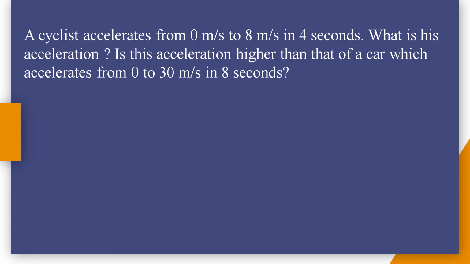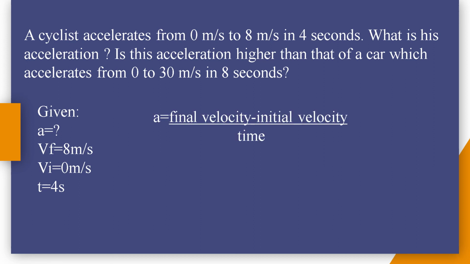A cyclist accelerates from 0 meters per second to 8 meters per second in 4 seconds. So, what is his acceleration? Again, ang hinahanap natin is acceleration. Then, ang ating final velocity is 8 meters per second. Then, ang ating initial velocity is 0 meter per second. And yung time natin is 4 seconds. Then, we have to write our formula, which is final velocity minus initial velocity divided by time.